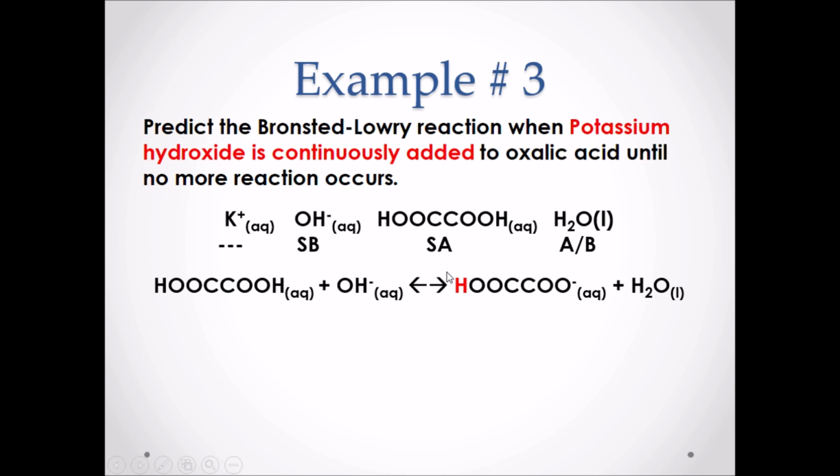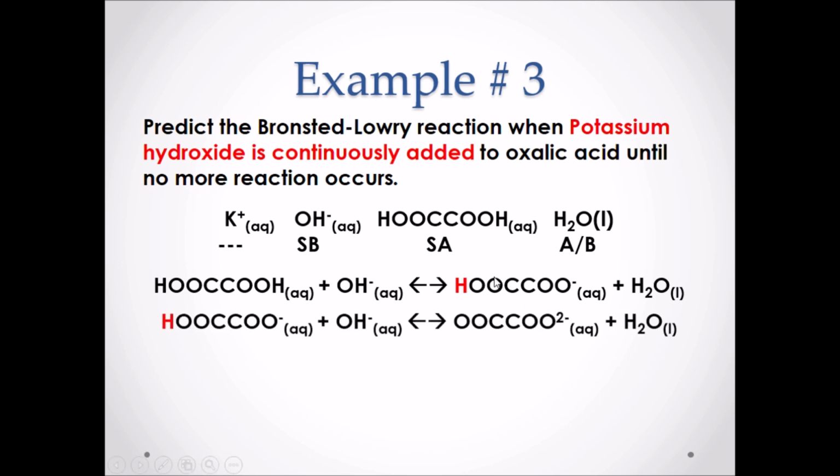So now in our second chemical equation, we're going to take our remaining strongest acid, HOOCCOO-, and again react it with OH- to form the following products. At this point, OOCCOO2- no longer has any more hydrogens to transfer, so this reaction can no longer occur.